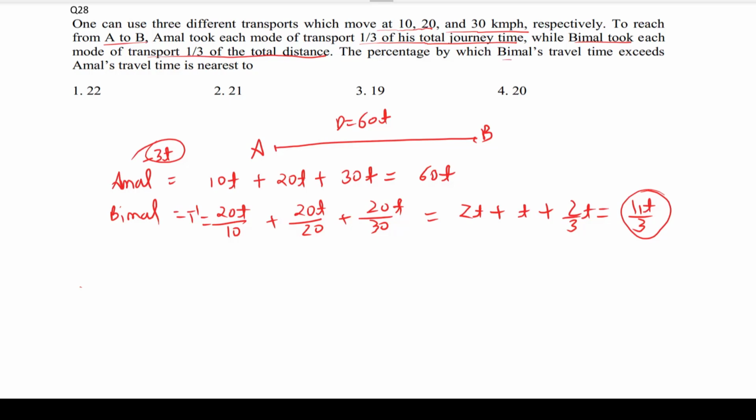Now the percentage by which Bimal's travel time exceeds Amal's travel time is nearest to. So required answer we can obtain by 3t and 11t by 3. So this will be 1.22. So our answer will be 22.